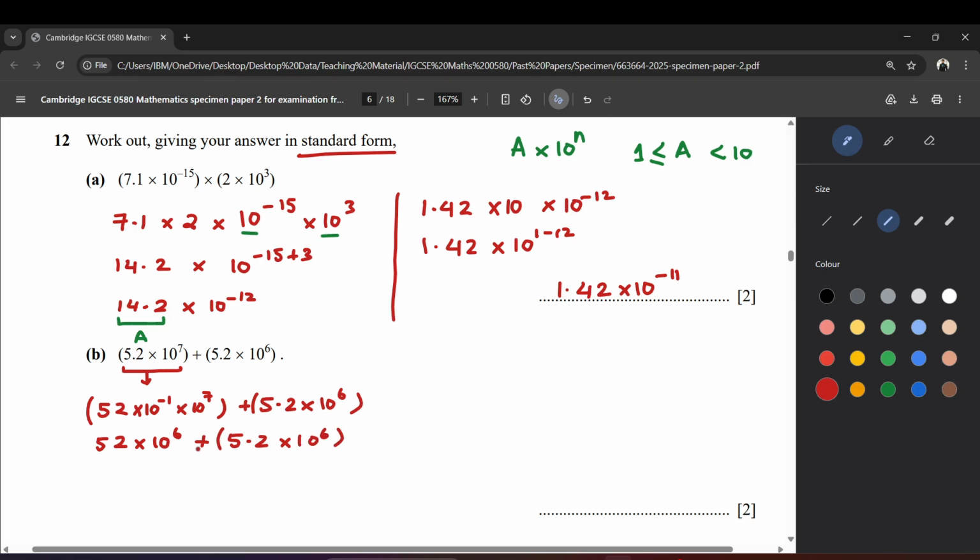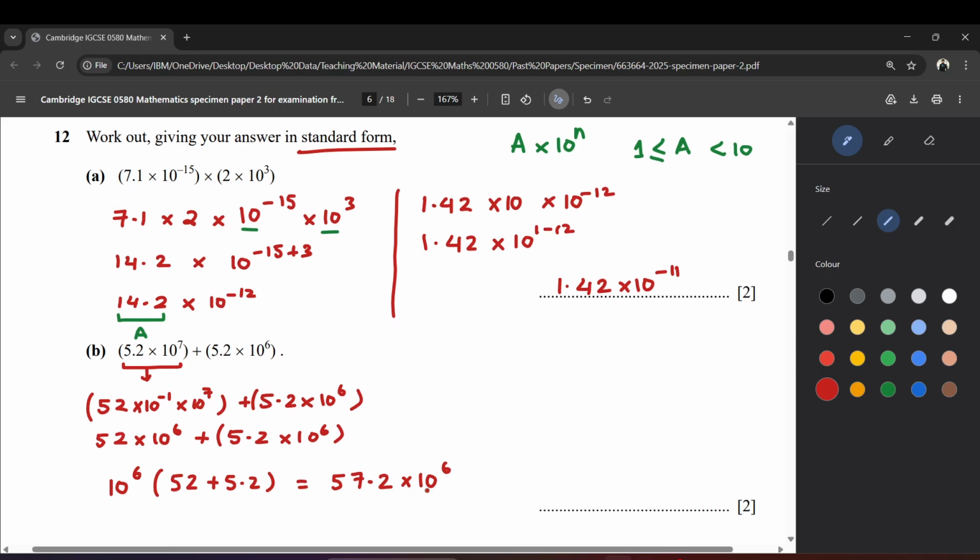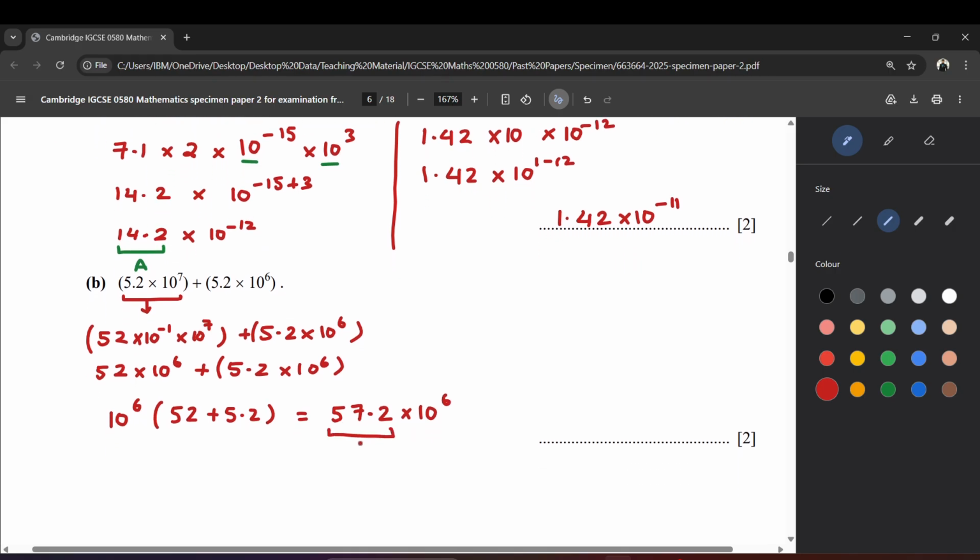Now what you can do is, now you can add them because now the powers are the same. So what we can do is, we can factorize 10 to the power of 6. So we will be left with 52 plus 5.2. That will give us 57.2 into 10 to the power of 6. Again, this is not in standard form. So this part should be written as, if I shift this one decimal place to the left, 5.72 into 10, and then you bring this down, so that will be 10 to the power of 6.